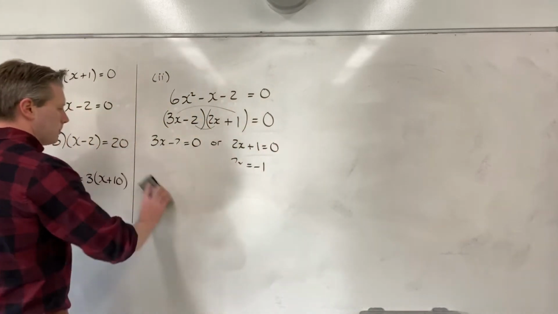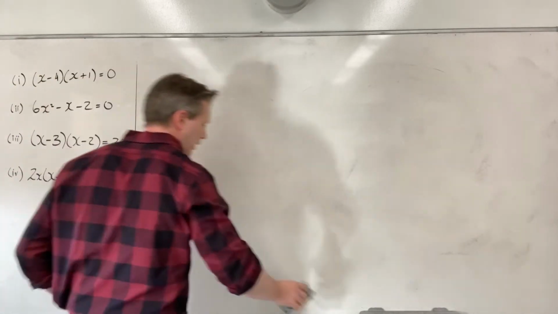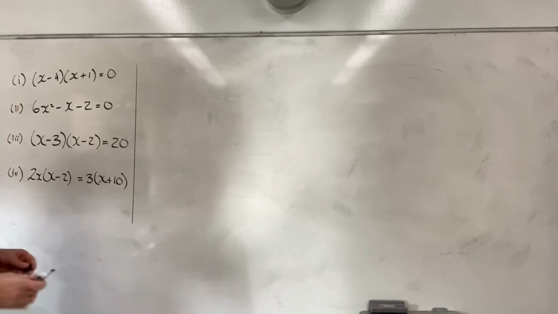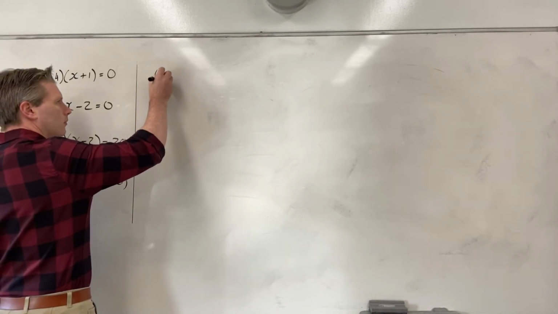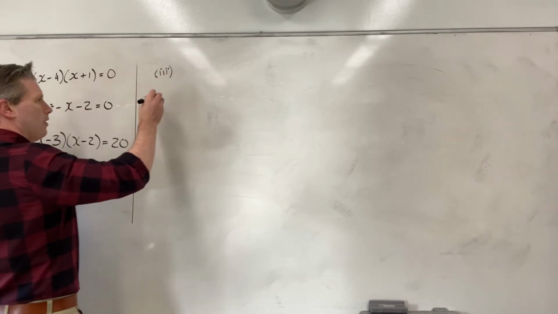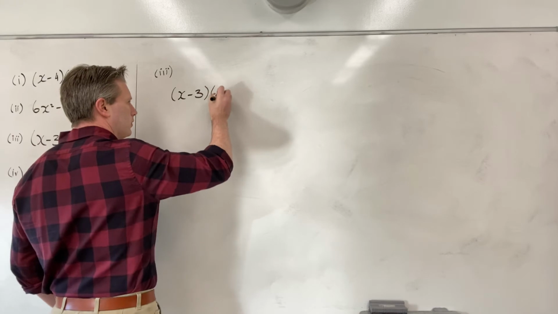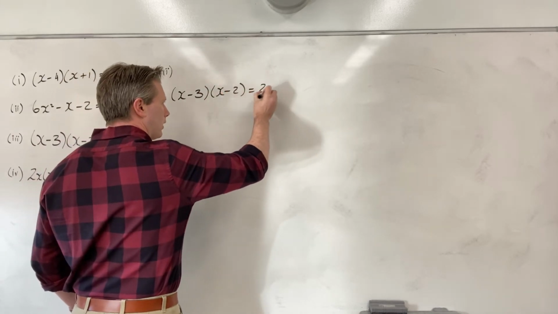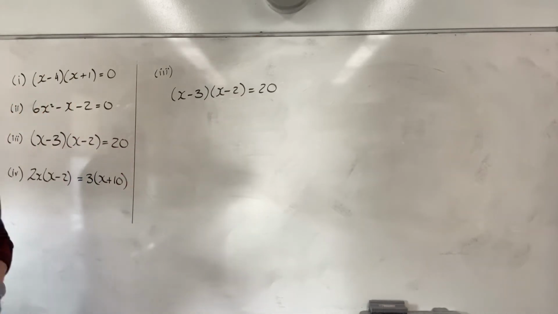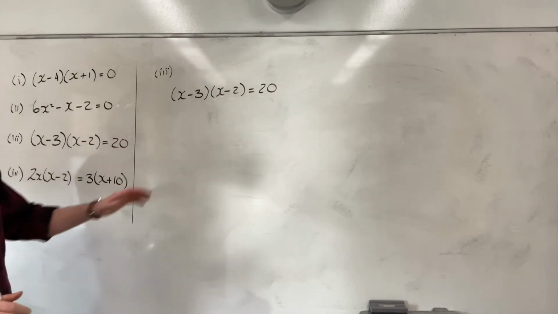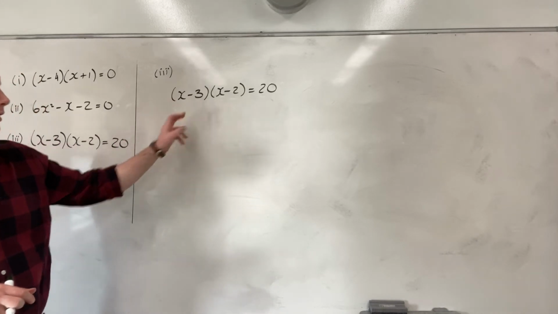Let's try an equation that's a little bit more challenging. So for number 3, I have x minus 3 times x minus 2 is equal to 20. Okay, so notice I don't have a 0 on the right-hand side this time. So what I'm going to do is I'm going to FOIL this out first. That's what I'm going to start with.